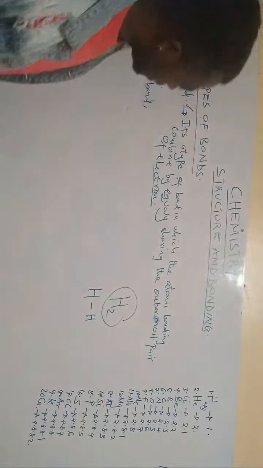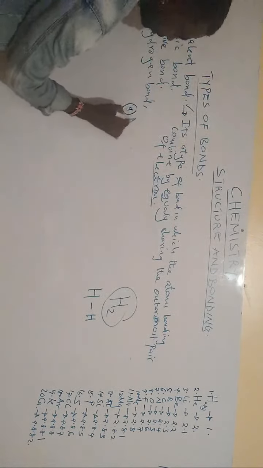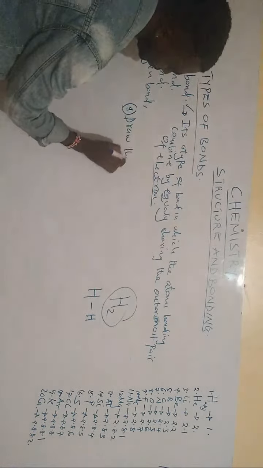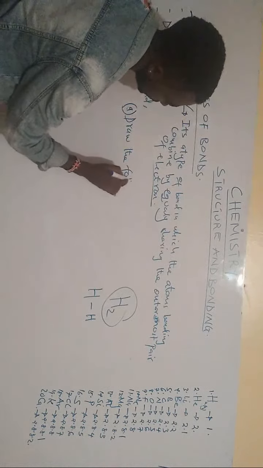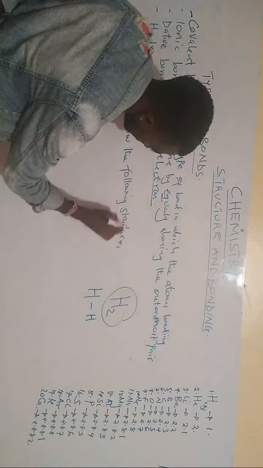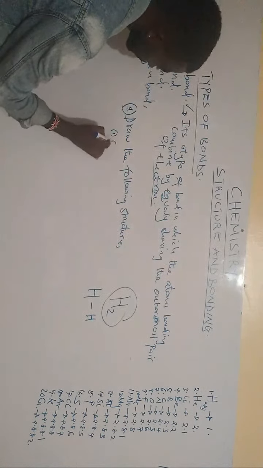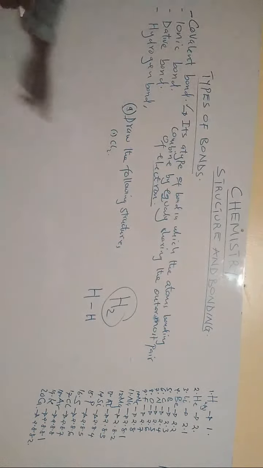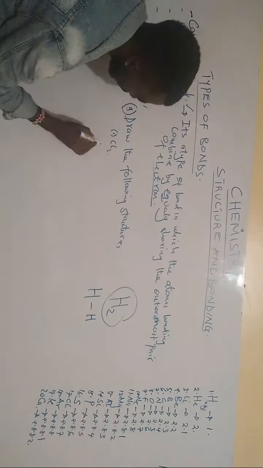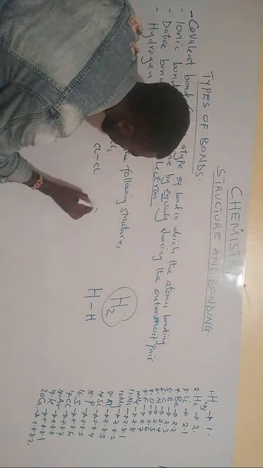So let's see some examples of the structures of covalent bonds. Let's have a question here. Draw the following structures. Number one is chlorine. The structure of chlorine is a chlorine atom attached to another chlorine atom.